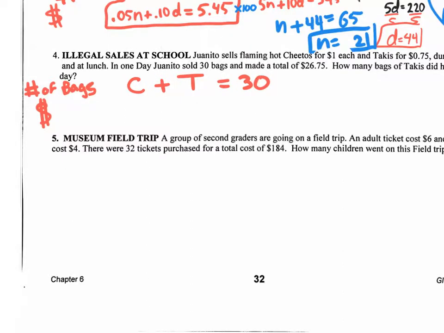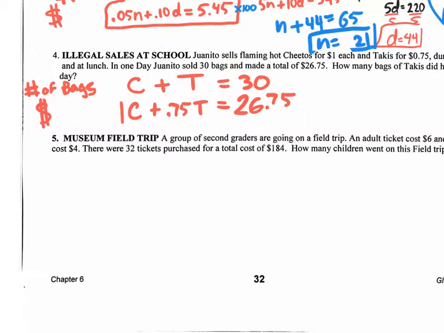And now let's go for making an equation based on money. So how much does each Cheeto bag cost? $1. So I'm going to put 1 times C, 1C. How much is each Takis bag? 75 cents. So I'm going to put plus 0.75 times T. And we know that the grand total that he made was $26.75.